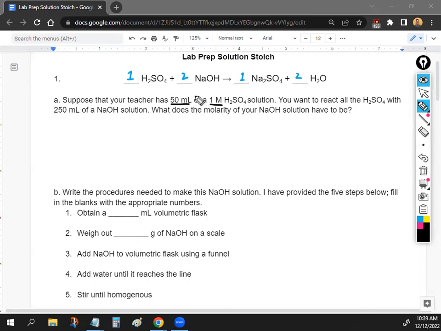Which chemical does 50 milliliters pertain to? Yeah, this one right here, right? H2SO4. It's 50 mils of H2SO4. So 50 milliliters is going to correspond to this chemical right here, not that one. This one right here, H2SO4. Does that make sense? It's just reading comprehension, just whatever it is talking about, that's what we're looking at.